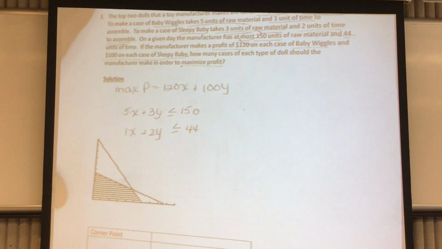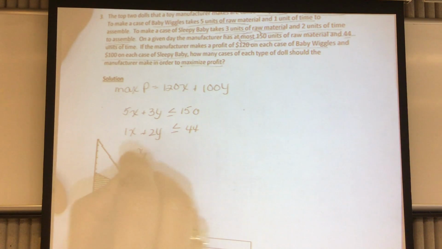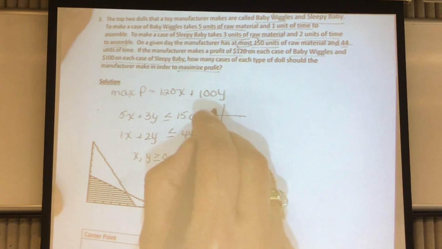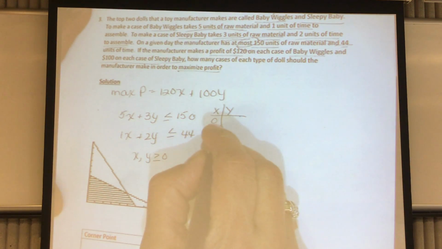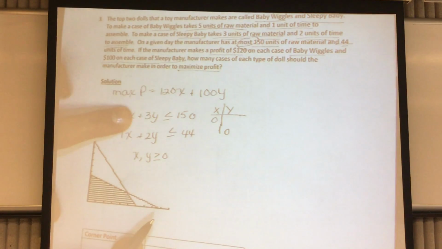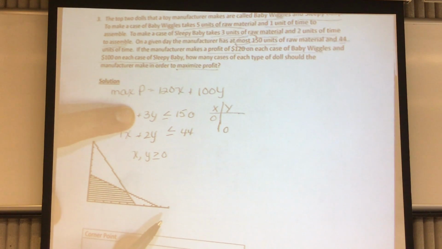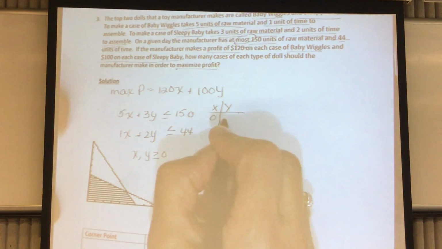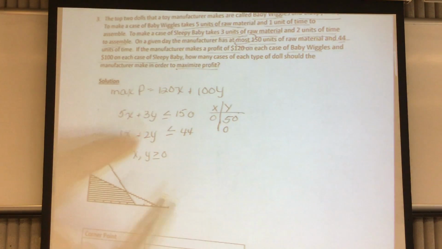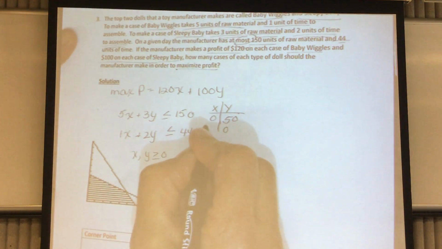So now once we have our inequalities, again, don't forget X and Y are greater than or equal to 0, we can make our table. So let's substitute 0 into the X. So the X is gone. We have 150 divided by 3, which is 50. And then when you substitute 0 into the Y, that's gone. You have 150 divided by 5 is 30.